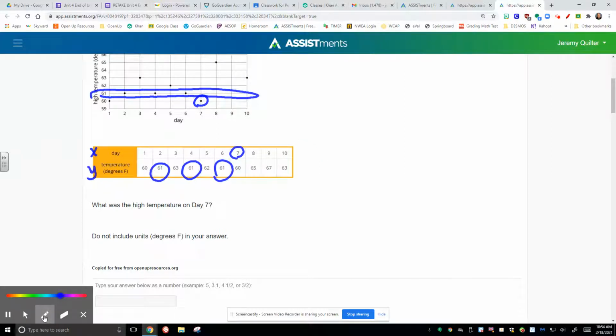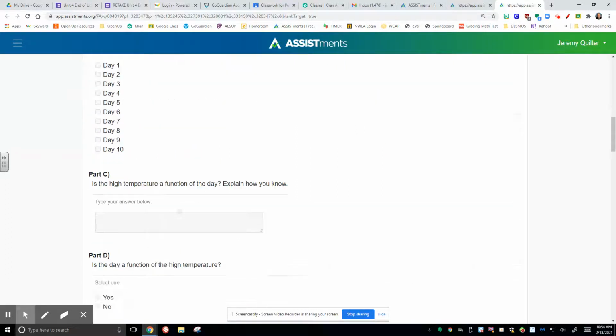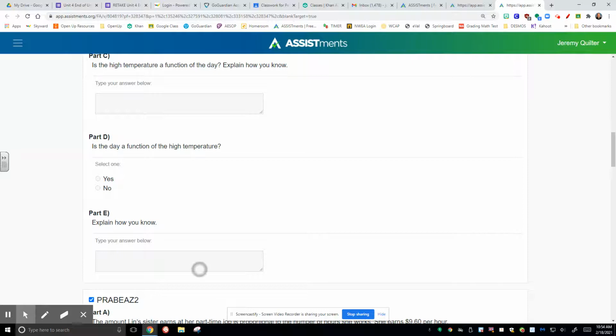What I want you to remember about functions is that the input value has to have a unique output. On each of these, I don't see any inputs right here that are repeated. And because I don't see any inputs that are repeated, I know this is a function. Even though I see 61 degrees on a number of days, each day has its own unique temperature. Even though it's repeated a couple times, it's still its own unique day, meaning that the temperature doesn't matter because it has its own unique output. So is this a function? Yes. Is the day a function of the high temperature? Yes. Explain how you know, then write it out.